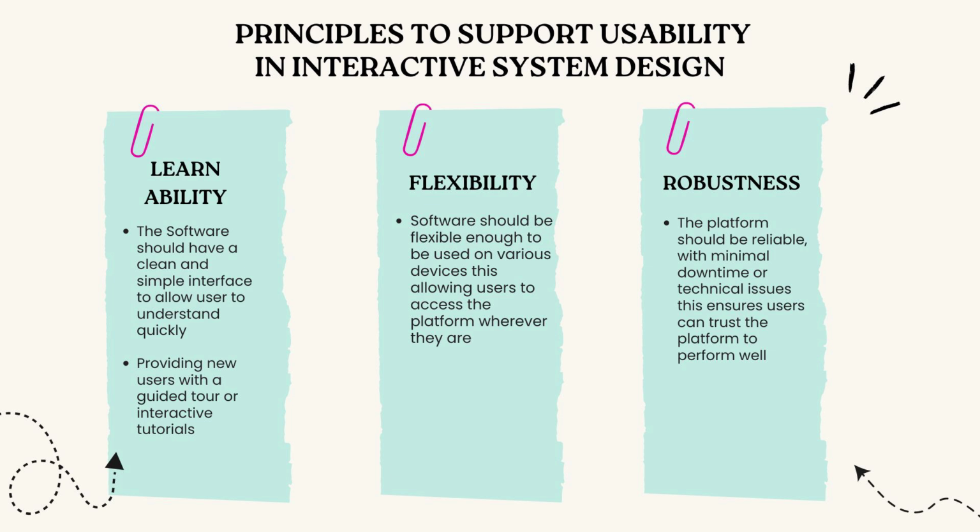To support usability in interactive system design, learnability: the software should have a clean and simple interface to allow users to understand quickly, providing new users with guided tools or interactive tutorials. Next, flexibility. Software should be flexible enough to be used on various devices, allowing users to access the platform wherever they are. For example, students right now have a lot of devices on hand, such as laptop, phone, or tablet. So, with this flexibility, they can access it everywhere on any device they want. The next one is robustness. The platform should be reliable with minimal downtime or technical issues. This ensures users can trust the platform.